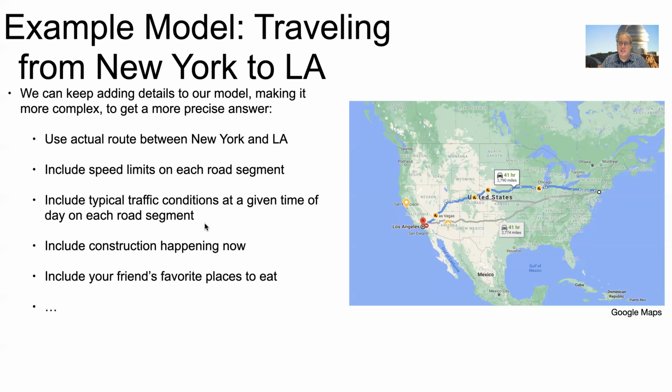Even road conditions: is he traveling during rush hour? Is there construction happening that will slow him down? What sort of restaurants does our friend like? Where is he going to stop to eat? You can keep throwing these extra details in the model. The model gets more and more complicated. It's no longer one equation. There's going to be lots and lots of equations. But again, the more complications we add, the better we'll do at predicting where our friend is going to be as a function of time.